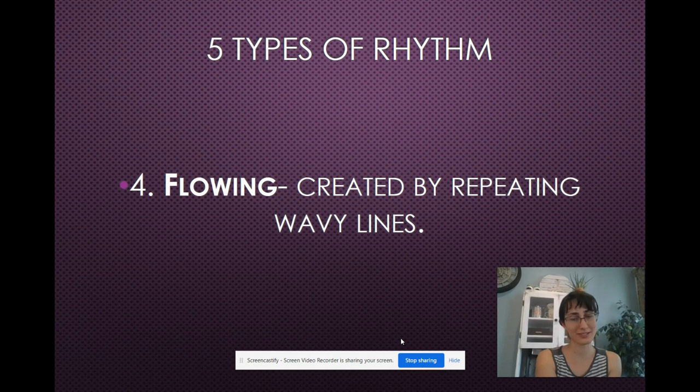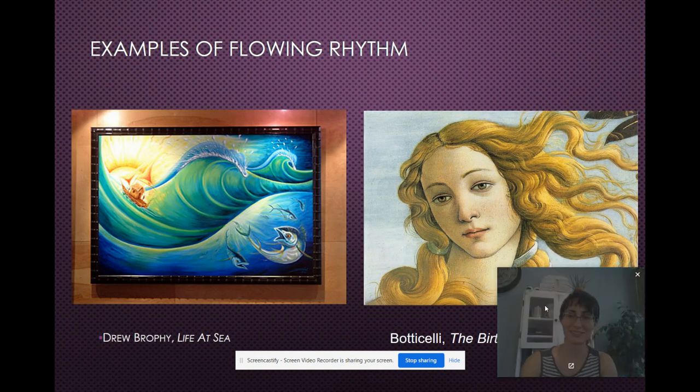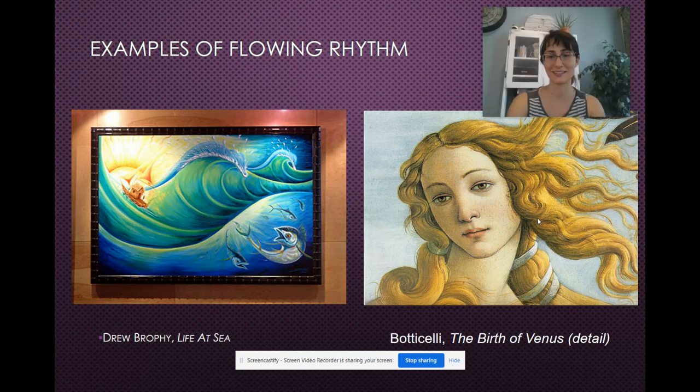The fourth type, almost there guys, is flowing rhythm. Flowing is my favorite. It's very simple. Flowing rhythm is created using repeating wavy lines. Easy examples, one of the best works ever, Botticelli's The Birth of Venus. You can see those curved lines in her hair, of course. And then anything with water, anytime you see water portrayed, usually the artist is using flowing rhythm because, of course, water flows. It has a natural curve as it's running down its surface. And you can see all the curved lines in here.